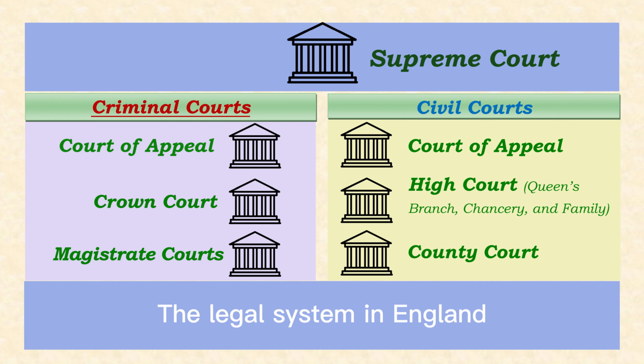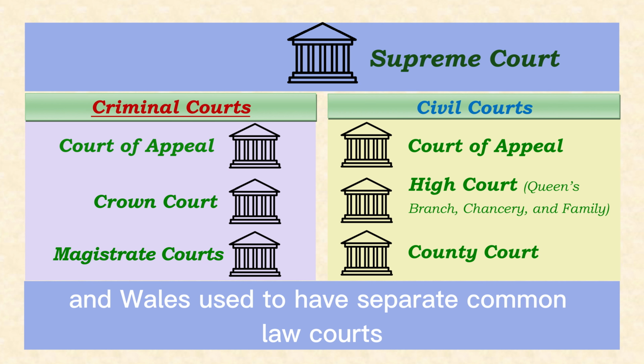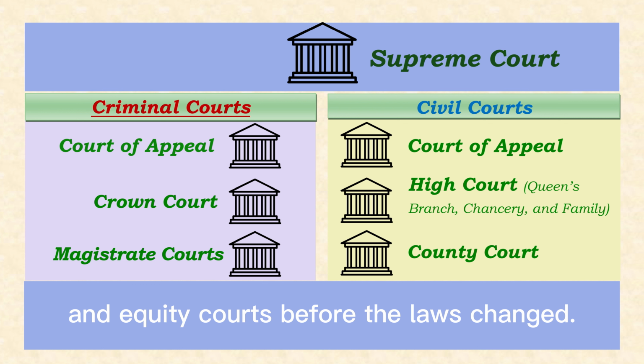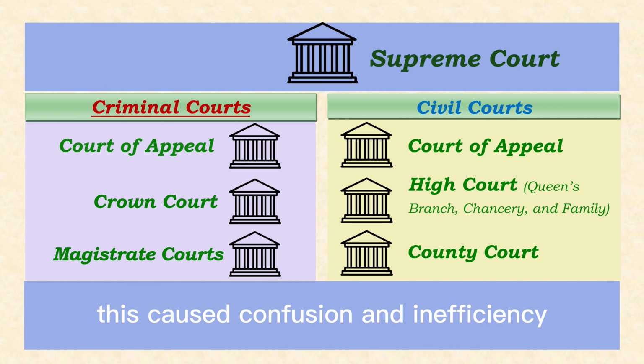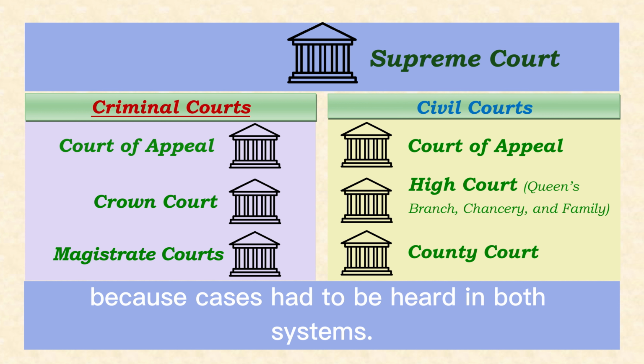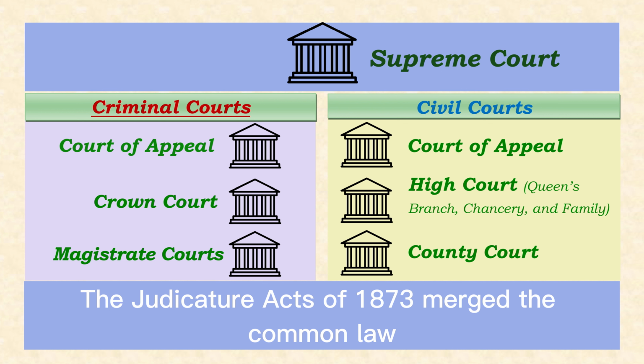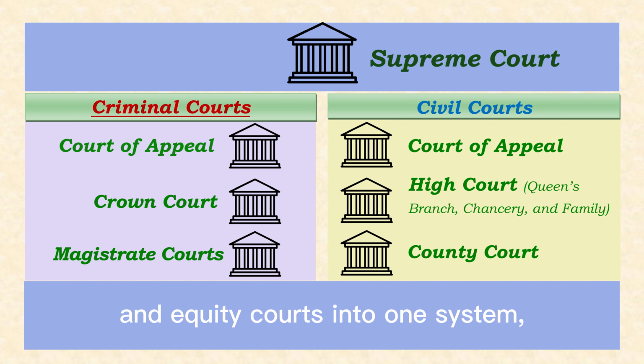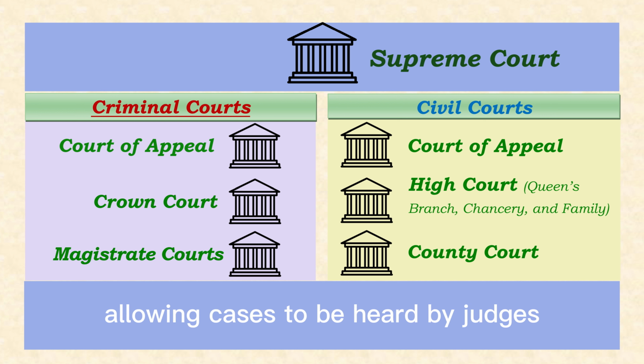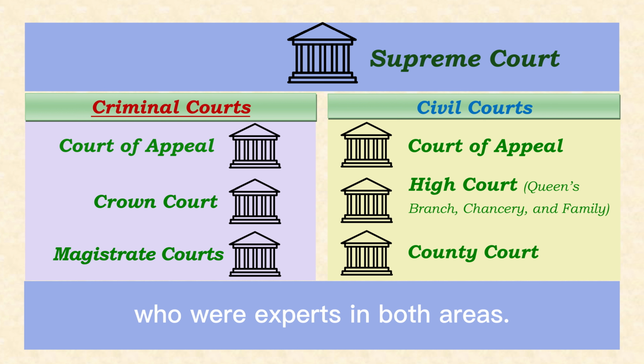The legal system in England and Wales used to have separate common law courts and equity courts before the laws changed. This caused confusion and inefficiency because cases had to be heard in both systems. The Judicature Acts of 1873 merged the common law and equity courts into one system, allowing cases to be heard by judges who were experts in both areas. This made the legal process more organized and efficient.